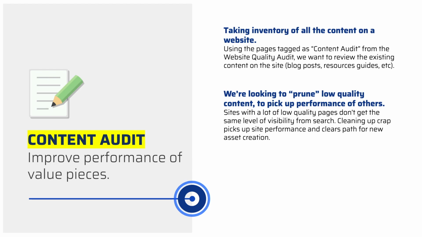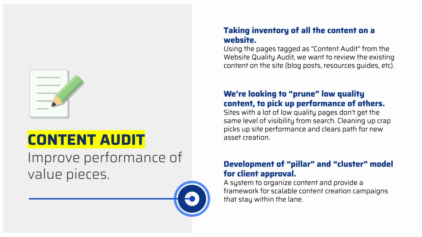So going through the process of cleaning up these crap pages can help to pick up the performance of the other pages, especially if we're using proper tactics like 301 redirects or content consolidation or content updating, which we'll talk about in a second. And this also is the foundation of all of our content campaigns, which we call the pillar and cluster model. So HubSpot talks about hub and spoke models. This is kind of a bigger play on that, but it's basically a system to organize content and provide a framework for scalable content creation that helps you stay within your lane. So it keeps you talking about the things that your brand should be talking about. Anything outside of that, you shouldn't be talking about it. And this is a model that helps you do that.